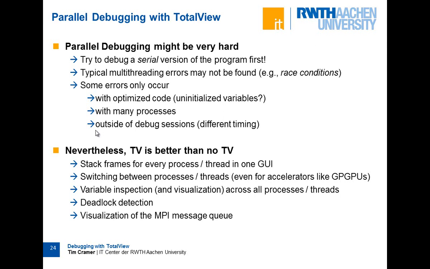Now about parallel debugging. So parallel debugging might be very hard because you have many processes and there might be some race conditions. Some race conditions you cannot detect with TotalView at all, and we will learn about race condition detection on Wednesday or Thursday, I don't know. And you have to switch between threads or processes, and you might change the behavior of the program. So it might be the case that you can't find the bug because you change the timing of your program. But anyway, having a TotalView debugger is better than having nothing, and many parallel bugs can also be detected with this.